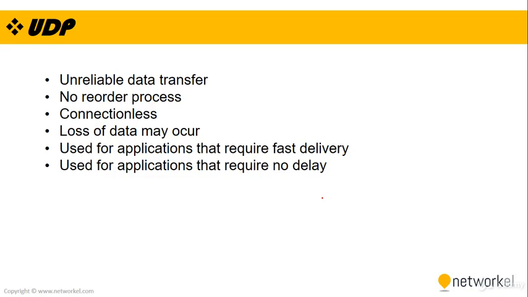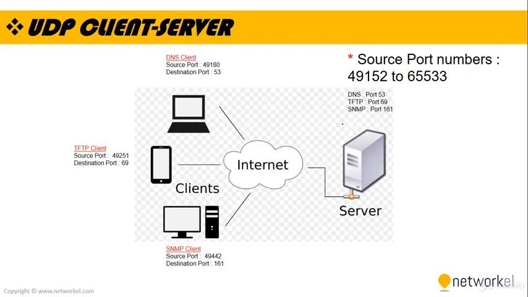So let's take a look at the UDP protocol now. UDP provides, as I told you, unreliable data transfer, and as I told you again, we don't have a reorder process. It's a connectionless protocol, and loss of data may occur, and it's used for applications that require fast delivery and no delay. And UDP has a client-server model as well as TCP. Protocols such as DNS, TFTP, or SNMP are using the UDP protocol.